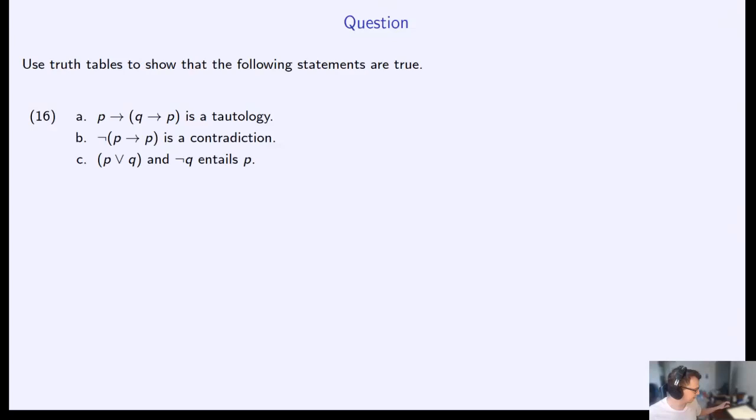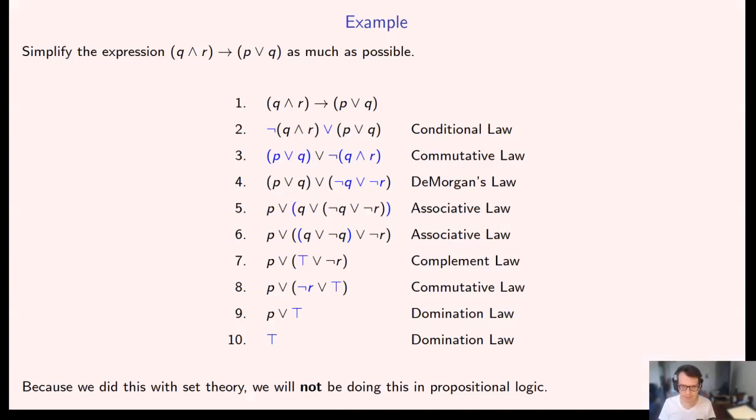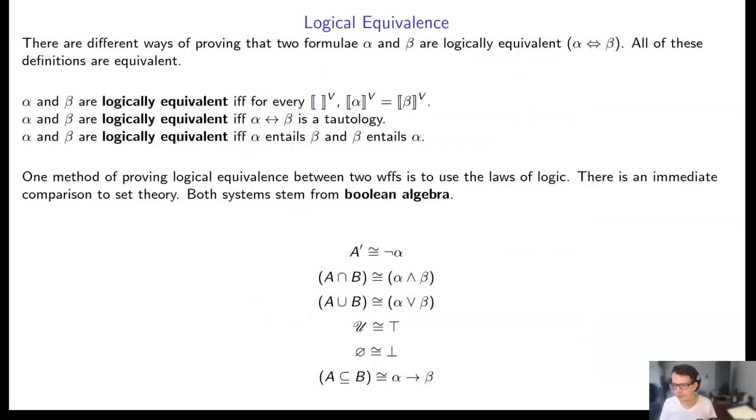So we have logic laws and we have logical equivalence. We're not going to do this because we just did this with set theory and it's quite literally exactly the same. So there's no reason for us to do it twice. What I do want to say though is that there's no coincidence that logic and set theory are the same, because they both stem from the same system, which is called Boolean algebra.